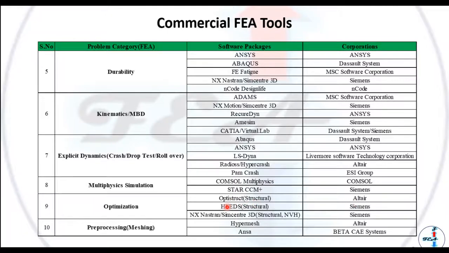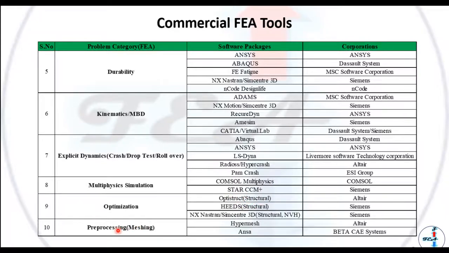And the next one is HEEDS. It is from Siemens, and this is suitable for structural optimization as well as CFD flow optimization. So HEEDS is from Siemens. Next one is NX Nastran, also known as SimCenter 3D. This is suitable for NVH optimization also. So this is all about optimization tools.